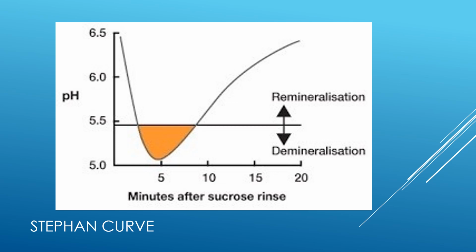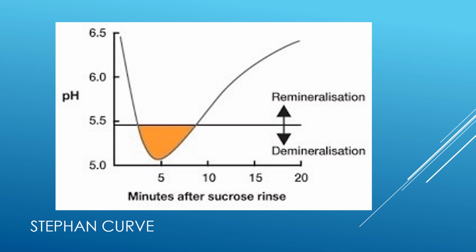What is this? Stephan curve. What does it mean by Stephan curve? The normal salivary pH is about 5.5 pH. Above that is alkaline or higher pH, which is slightly alkaline, and below that is acidic. Well, our saliva is slightly acidic.